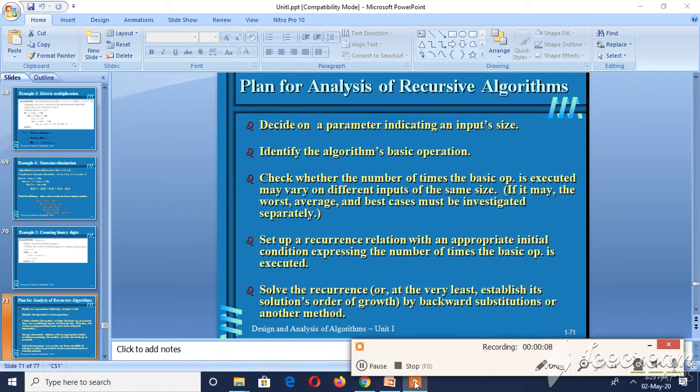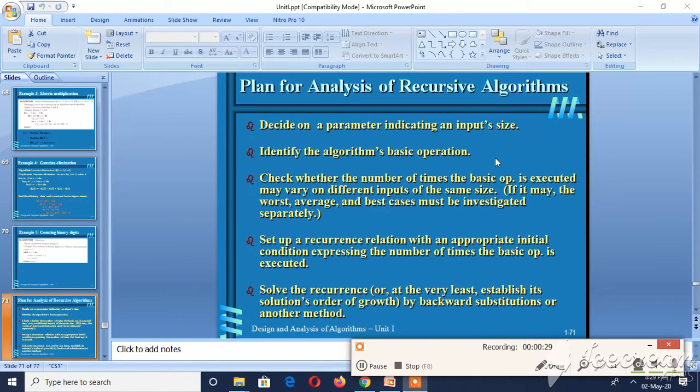Good morning, students. So today's class we are going to see about the analysis of recursive algorithms. Last video we discussed the three asymptotic notations: big O, big omega, and big theta. Now we are going to see about recursive algorithms.